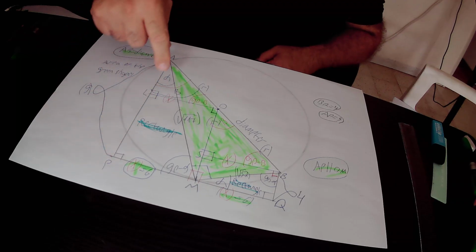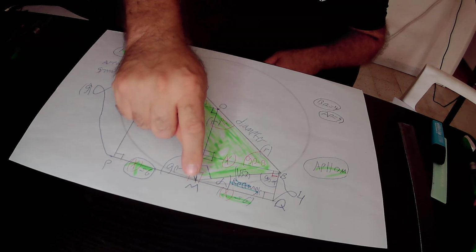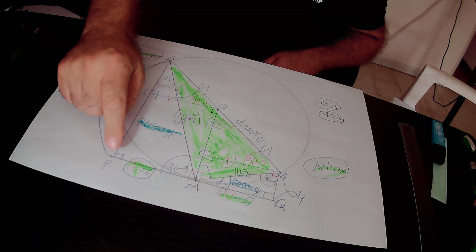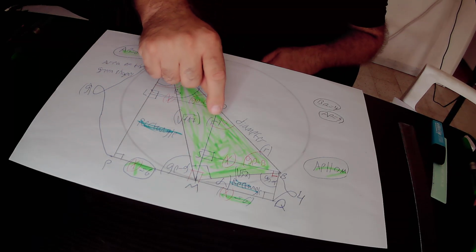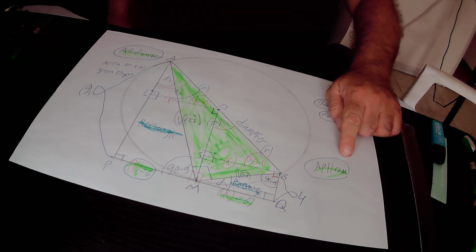Again, LP is part of the straight line AP. If a part of the straight line is parallel to another straight line, then the straight line AP itself must also be parallel to the other straight line OM. So in total, we should find out that AP is parallel to OM.